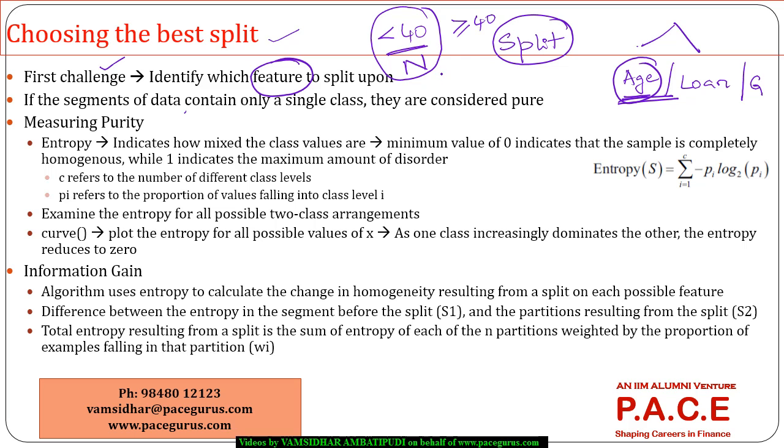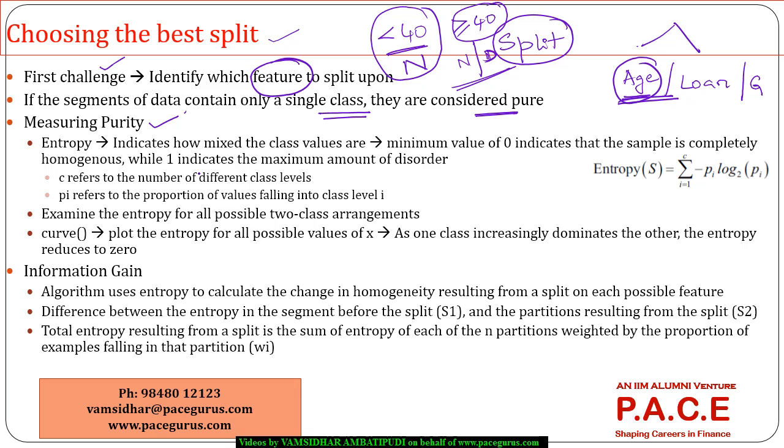This is a pure segment. Whereas when you are talking about greater than or equal to 40, let's say 80% of them are not defaulted, but 20% of them are defaulted, then this is not a pure split. So after the segmentation is done, if the segment contains only a single class, then we call it a pure segment. Now I have to measure the purity of the segment.